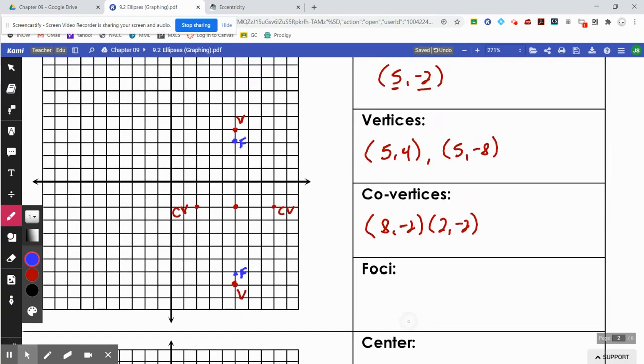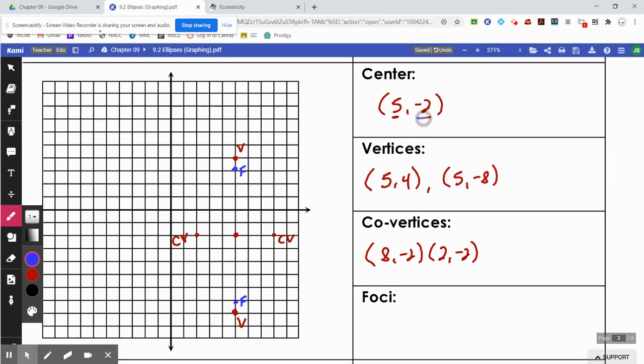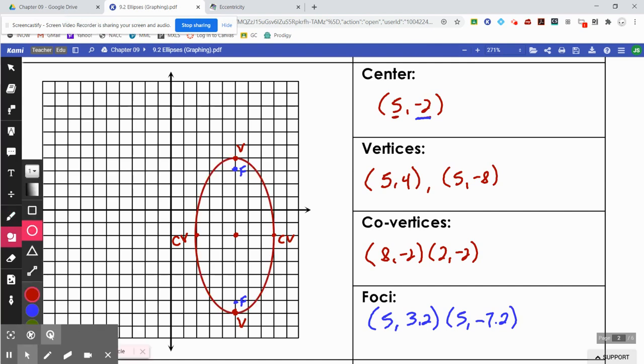Again, from the center, which was (5, -2), we're going to go up 5.2 and down 5.2. So your two foci are going to be located at (5, 3.2). And then go down 5.2, be (5, -7.2). There's your two foci. Connect your dots, and here is your ellipse.